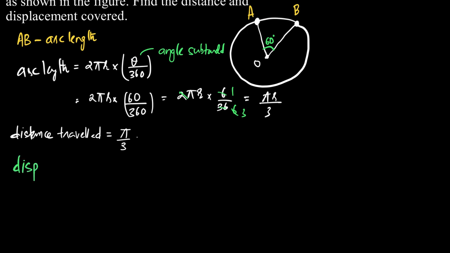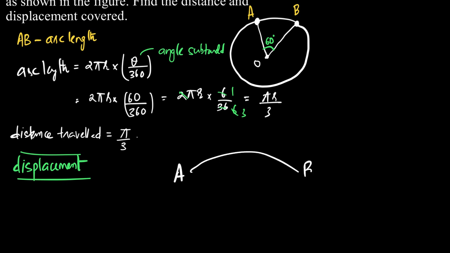Now, we should also calculate the displacement, right? Okay, so when it comes to displacement, we need to find not the arc length AB, we need to find the straight line joining A and B. So AB was the arc length, this was the distance, and what would be the displacement? The displacement would be this line connecting A and B. And now there exists no mathematical relation to find the arc length and the length of the line joining A and B. So we need to do a different calculation.